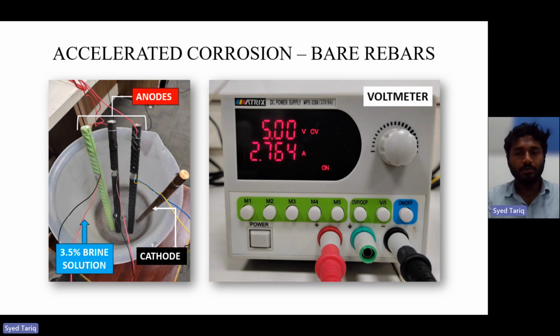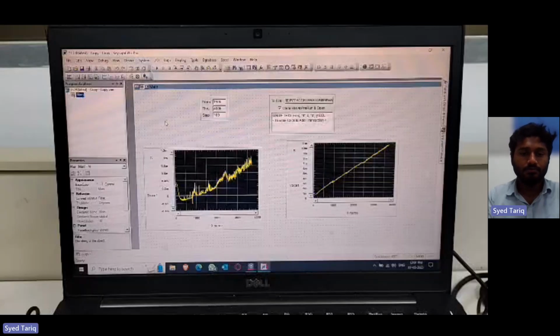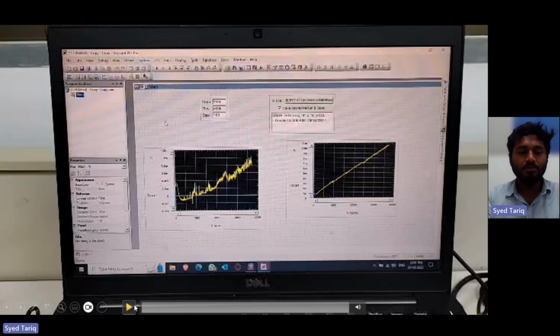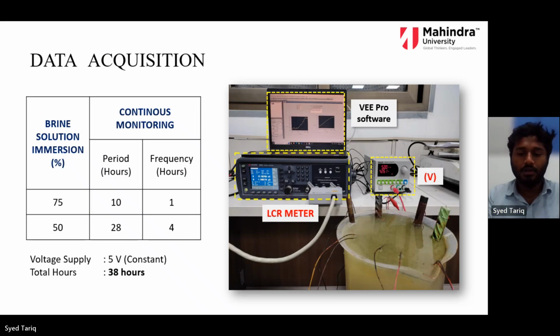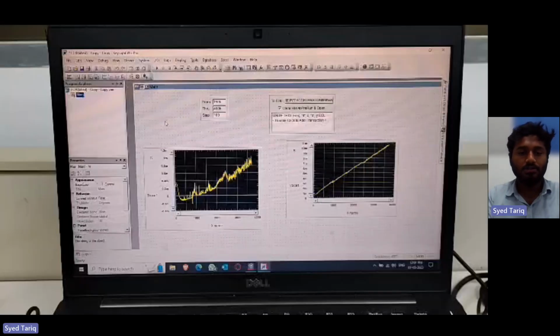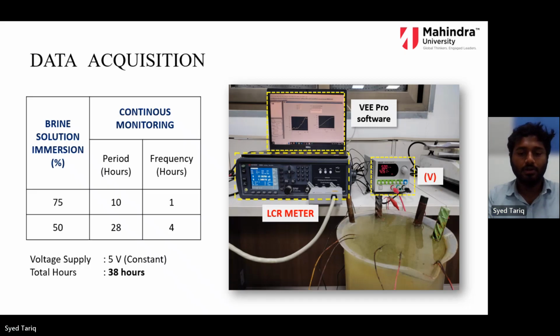In order to maintain the potential difference throughout the experiment, we have maintained a 5 volt potential difference. You can see this is the experimental setup, and this is the vPro software interface where we can get the structural conductance and the susceptance.